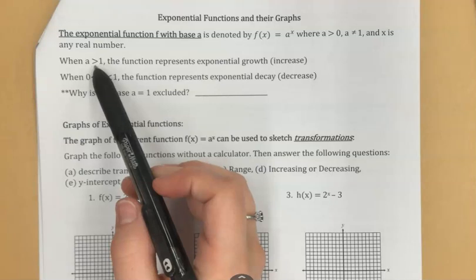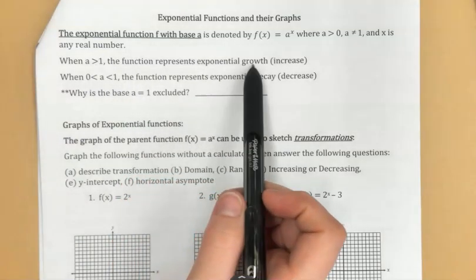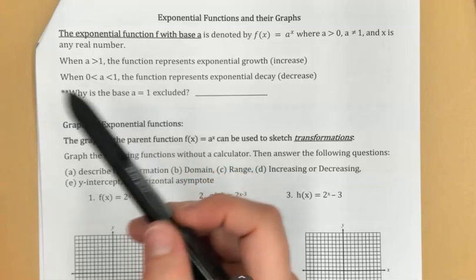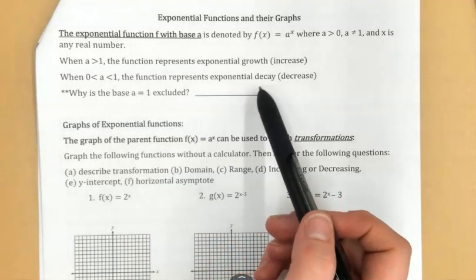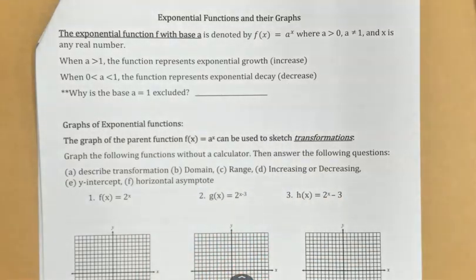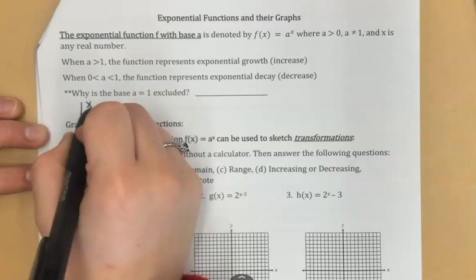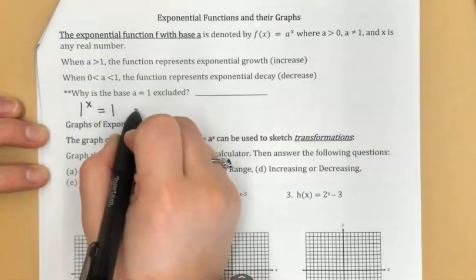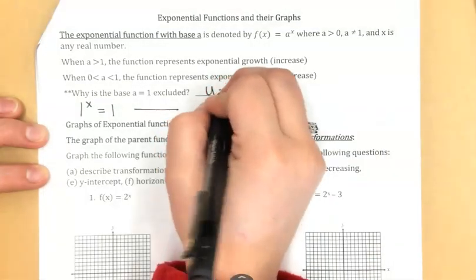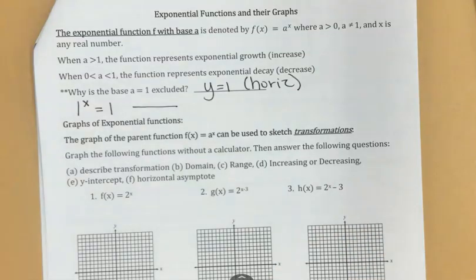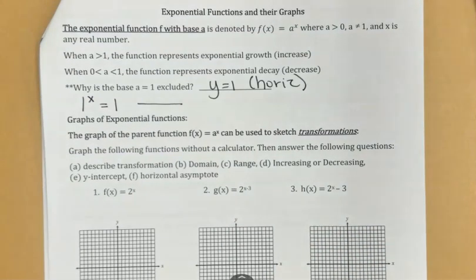So when a is greater than 1, we have exponential growth, an increasing graph. And when a is less than 1 but still positive, we have exponential decay or a decreasing graph. And the reason that we exclude base a of 1 is because 1 to any power will always be 1. So that would just look like the horizontal line y equals 1. So it will not hold the same shape as your exponential functions. So it has to be another value.